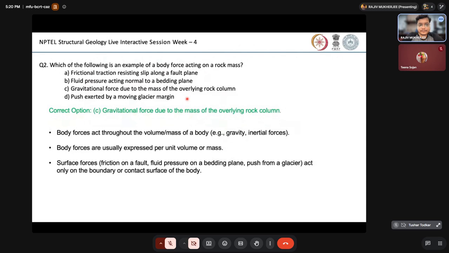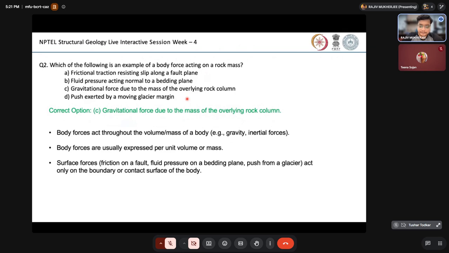And that is why anything that is involved via some push or any force acting along an interface, that can be friction or localized fluid pressure on a certain plane. So wherever there is an interface involved, things generally go for the surface forces, whereas body forces are expressed homogeneously over the entire mass or the volume of the object.